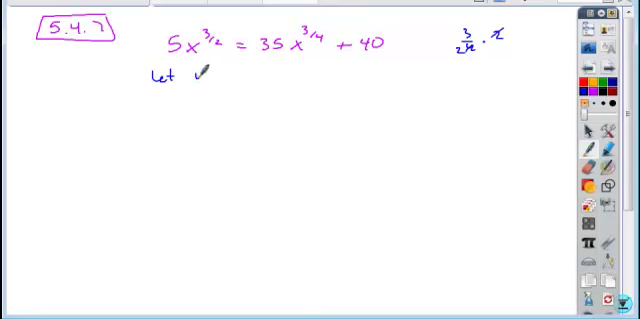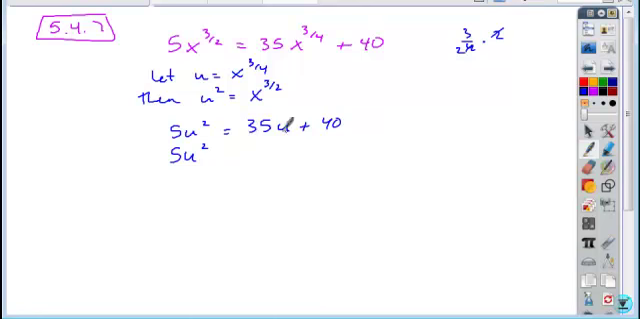So if we let u equal x to the 3/4, the smaller of the two, then that means that u squared is going to be x to the, again, 6/4, which reduces to 3/2. And we can substitute in our u's. We get 5u squared is equal to 35u plus 40. And now it's just a matter of solving this quadratic.